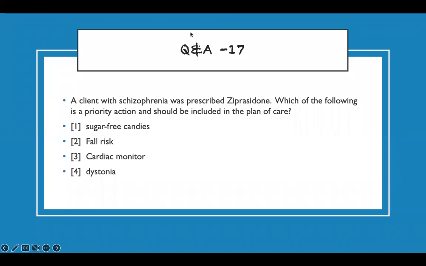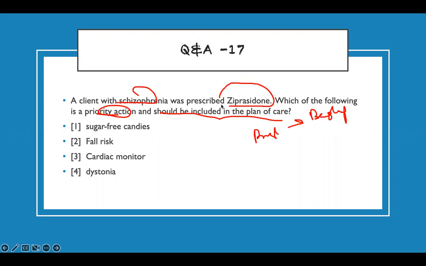So, another one. Which of the following is a priority action and should be included in the plan of care? So I have a priority question. So you have to be sharp. A client with schizophrenia was prescribed ziprasidone. That's your guy, ziprasidone. Which one should be a priority action that I should worry about? Guess what? You have to know what this is. This is an antipsychotic, an atypical antipsychotic.